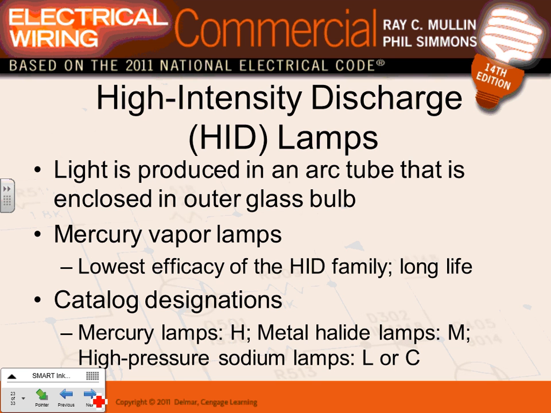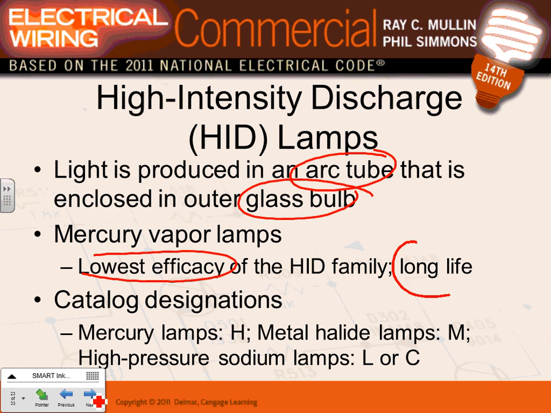Okay, they are arc tube lights, guys. They produce a bigger arc. They are enclosed in a glass envelope, not a steel envelope, because you want the light to come out, right? The mercury vapor lamp has the lowest efficacy of the whole family, but a longer life.